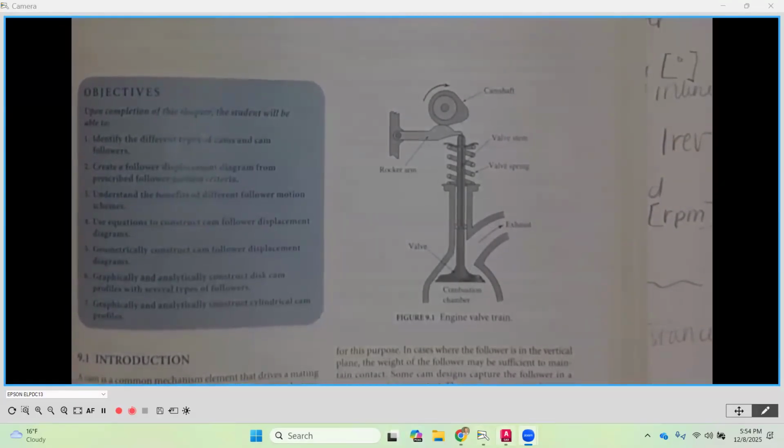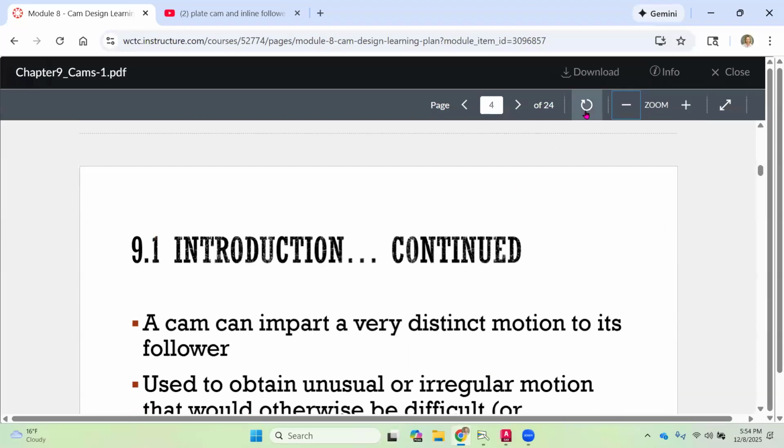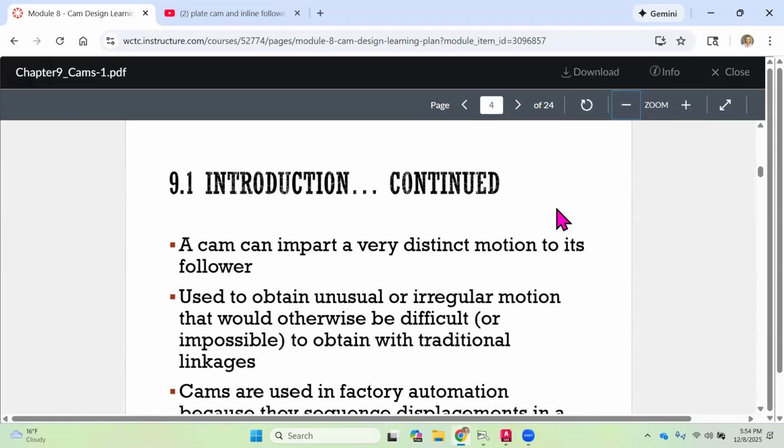All right, so now let's go back to our PowerPoint presentation. And that's a very common use of a cam and a follower setup. So as I said earlier, a cam is going to impart that motion on the follower itself. So everything starts with the cam. That's where the input comes. So however that shaft is being driven, that is going to impart the motion, and then the follower is going to do what we're asking it to do.